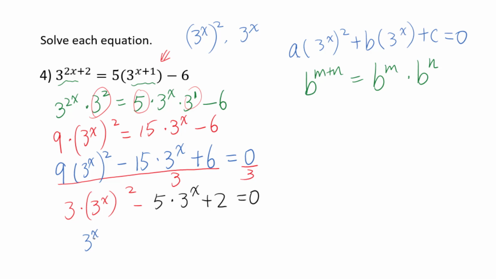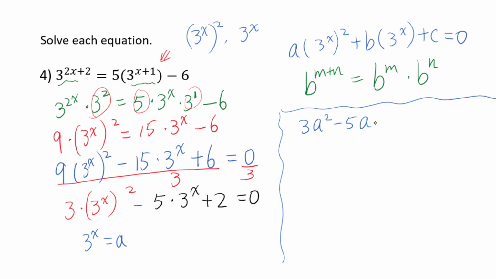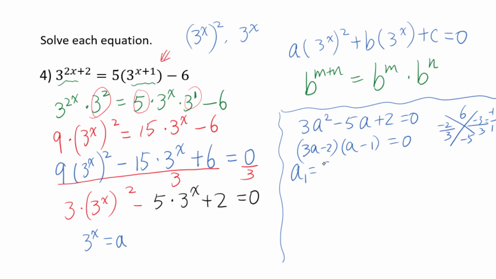Then we will make 3 to the x power equal a. We will get 3a squared minus 5a plus 2 equals 0. Factor: 3 times 2 is 6, negative 5 over 3 over 3, negative 2, negative 3. So we have negative 1 over 1. Then bottom up: 3a minus 2 times a minus 1 equals 0. a1 equals 2 over 3. a2 equals 1. Then we plug back in. We will get 3 to the x power equals 2 over 3, and 3 to the x power equals 1. We know this is x equals 0.